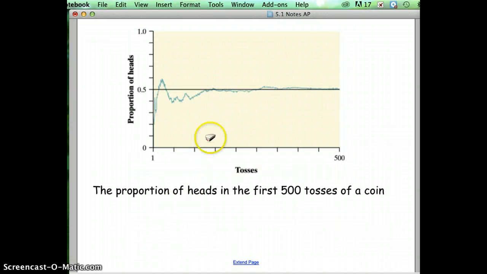Now, if we project that out farther to 500 tosses, you see how it gets more and more closer and closer to 0.5. That proportion. So if we toss the coin 500 times, counted all the heads and all the tails, we would have about 1/2 and 1/2. That's that long run relative frequency. It's over many, many, many trials.